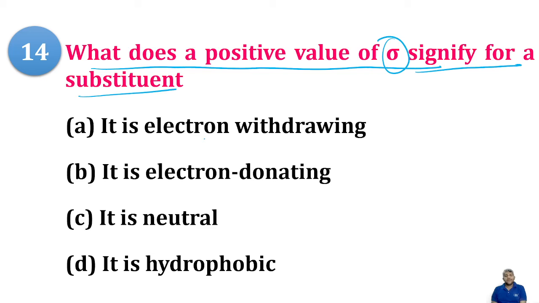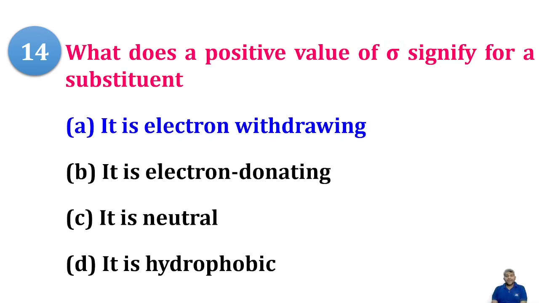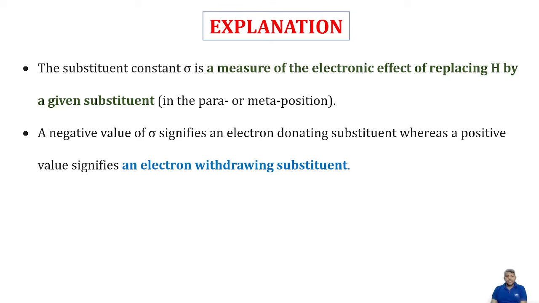Is it telling about the electron withdrawing group? That is the first option. The second option is electron donating, then neutral, and next hydrophobic. So basically the positive value of sigma tells us the electron withdrawing ability. The substitution constant represented by sigma measures the electronic effect of the substitution replacing hydrogen, at the para and meta position in a compound.